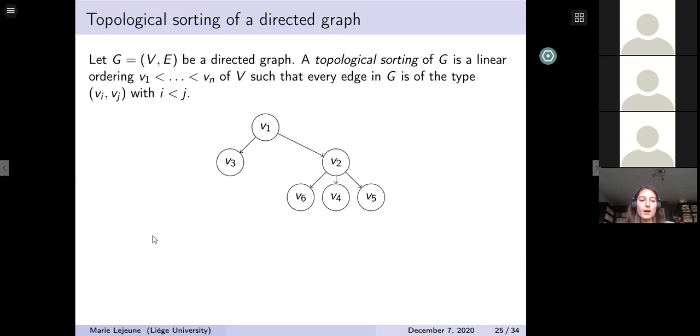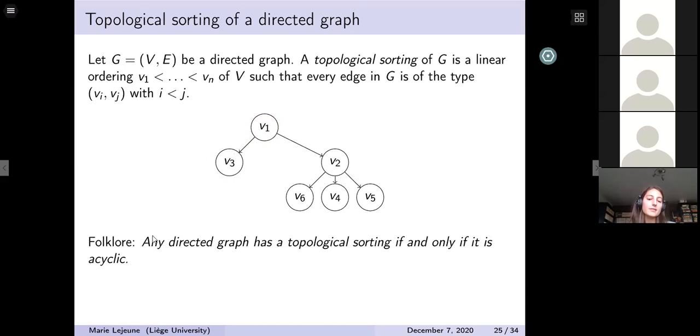So if I have a graph and I want to find a topological sorting, I just want to find a linear ordering of the vertices such that if I have an edge from a vertex to another vertex, the outgoing vertex has to be smaller for my ordering than the ingoing vertex. So V1 is smaller than V3 for my order. V1 is smaller than V2. V2 is smaller than V6, V4, and V5.